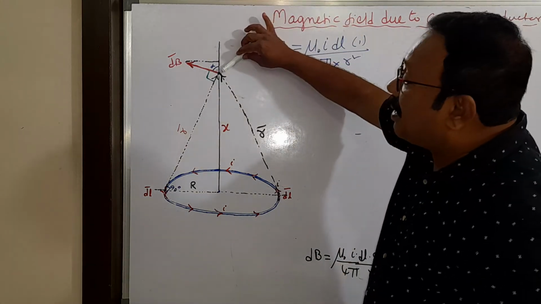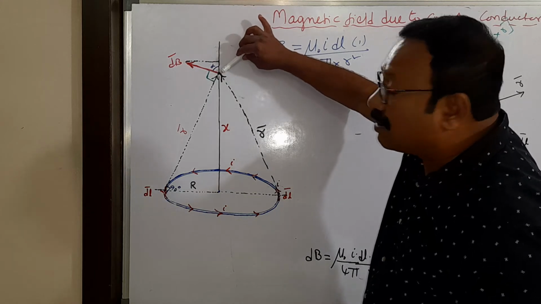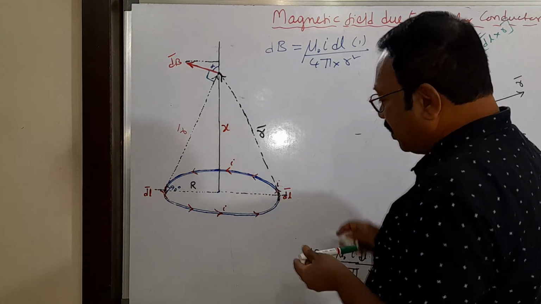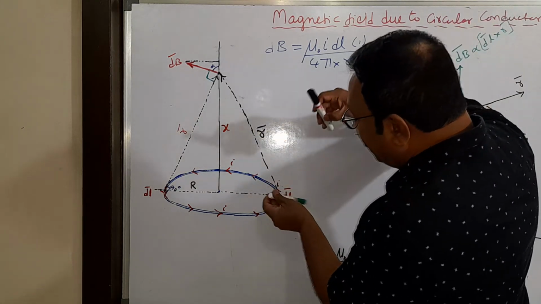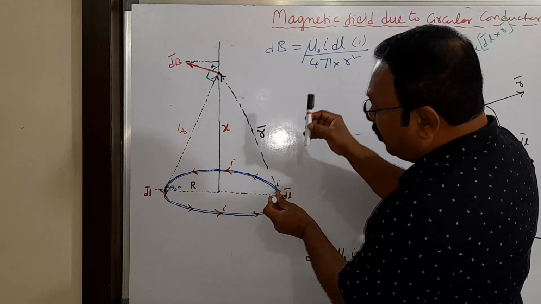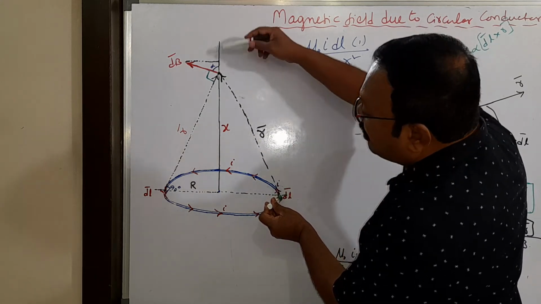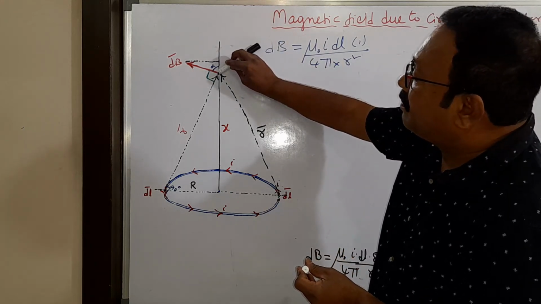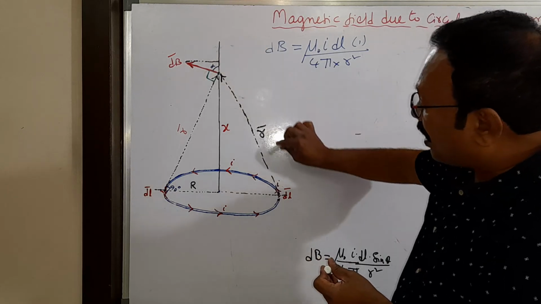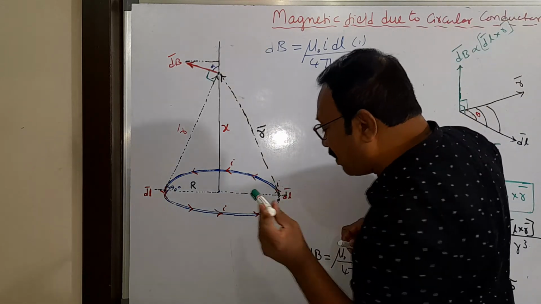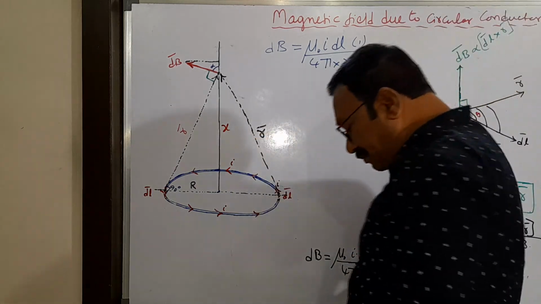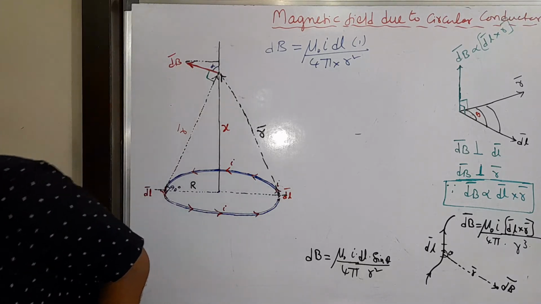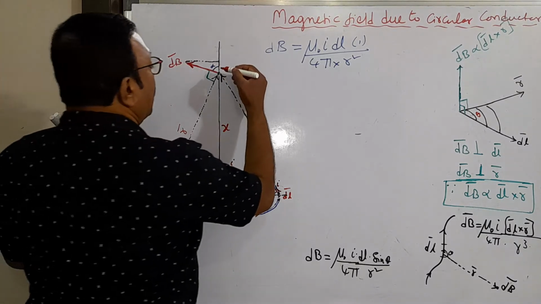So this dB bar must be perpendicular to r bar and as well as it is perpendicular to dl bar also. The magnetic field dB bar must be perpendicular to dl and as well as r. So here it will come like this. Here the angle must be 90 degrees. So this dB bar is perpendicular to r bar, okay, and as well as it is perpendicular to the current element. So I could say that the magnetic field will be obtained here exactly like this.